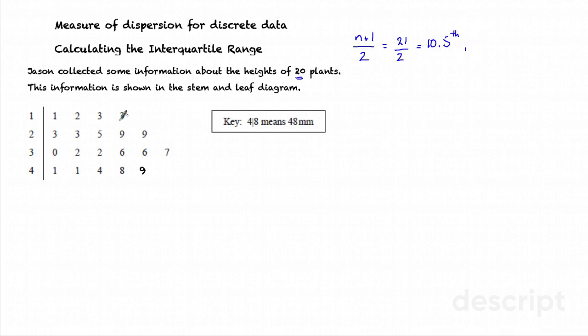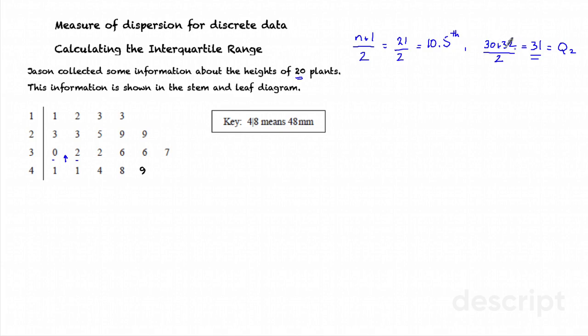Well, of course, that doesn't exist. But remember, this is the 10th value, and this will be the 11th value. So I need to find the value in between those two. So it will be 30 plus 32 divided by 2. That's 62 divided by 2, which gives me 31. That's my median value. It's also called Q2.